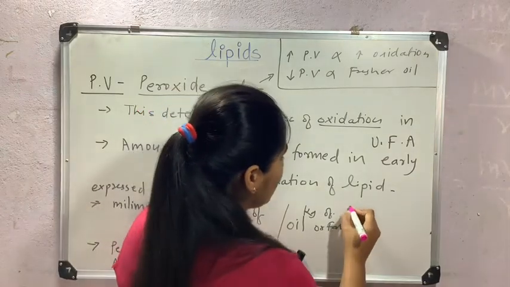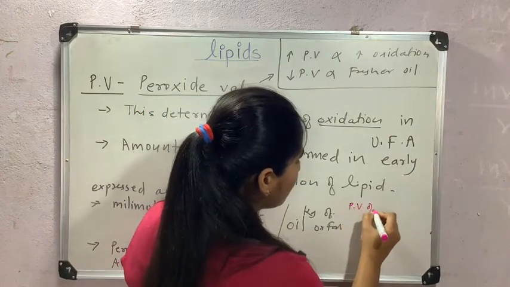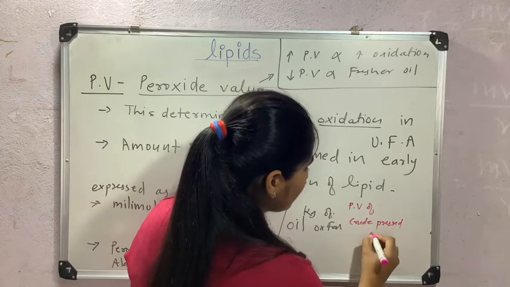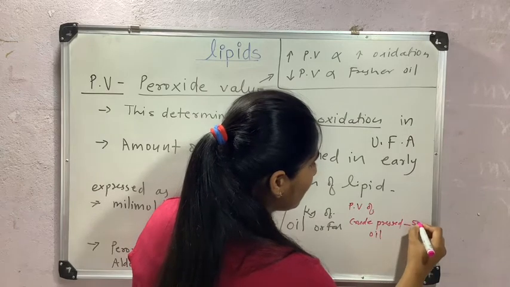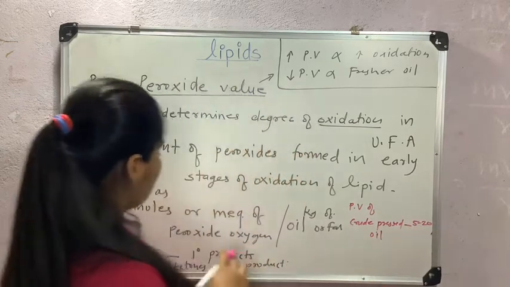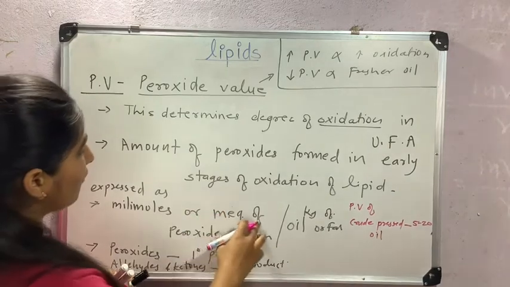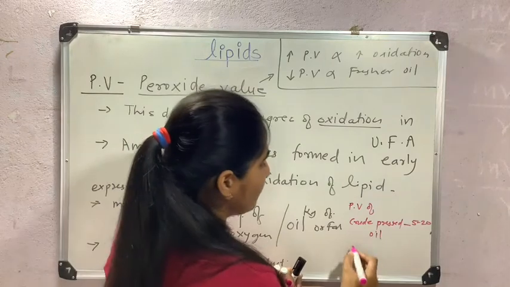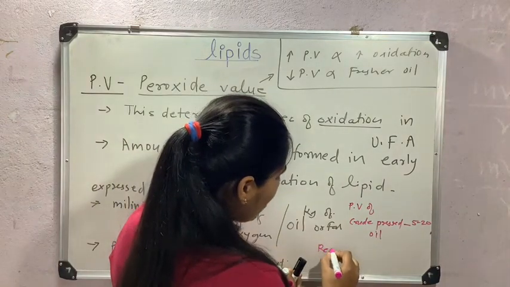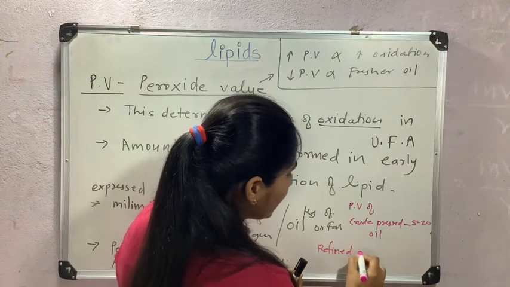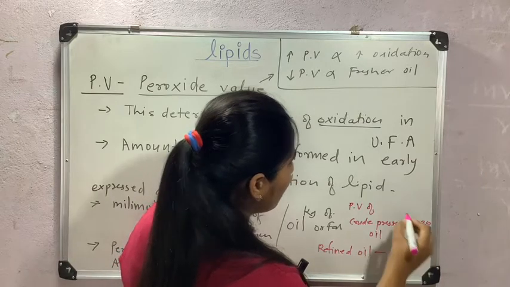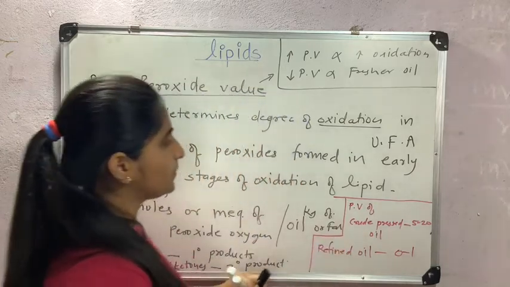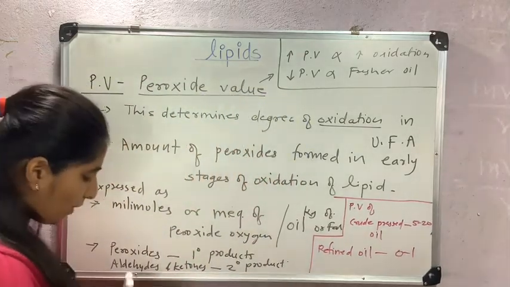Here I will write: peroxide value of crude pressed oil is between 5 to 20 milliequivalents of peroxide oxygen or millimoles of peroxide oxygen per kg, and peroxide value of refined oil is between 0 to 1. This is important from the exam point of view. So this is all about peroxide value.